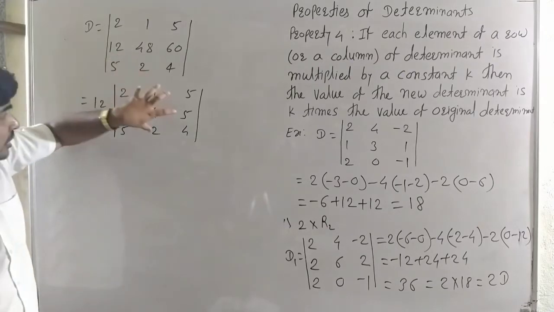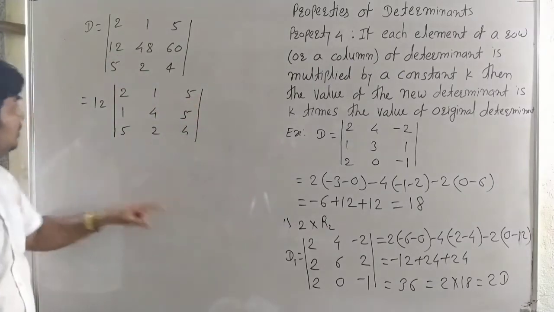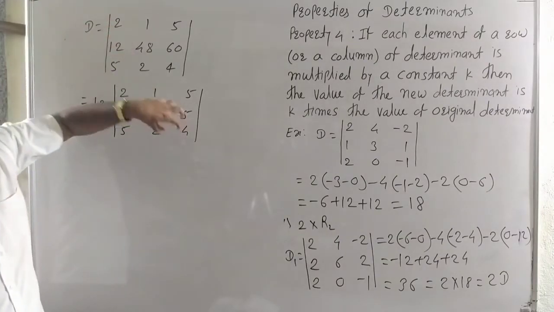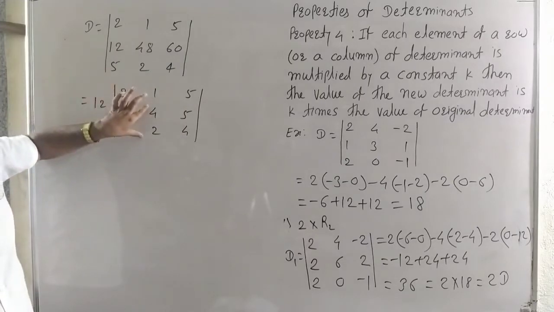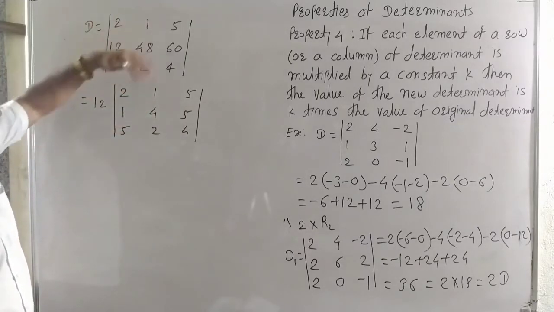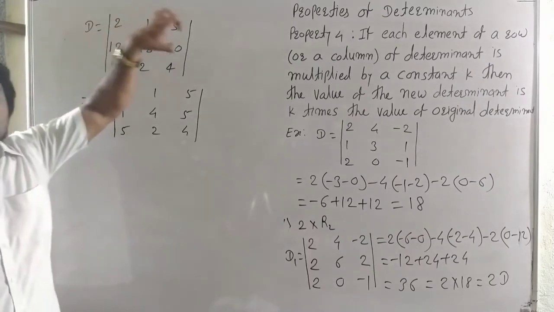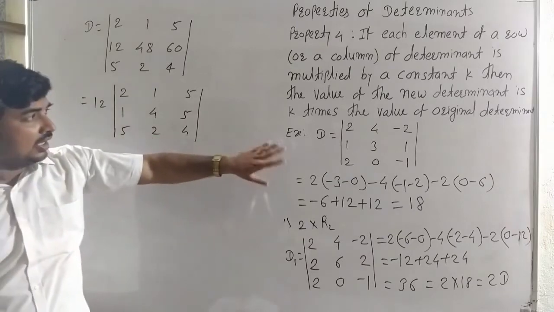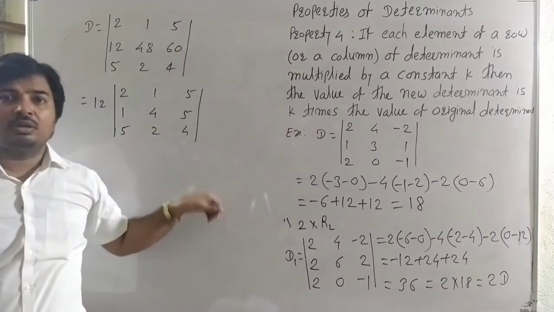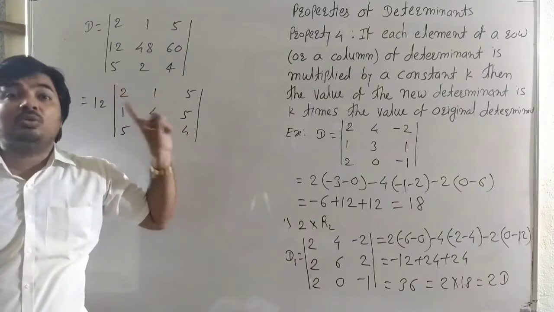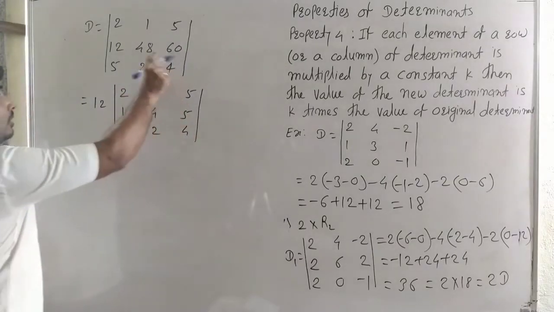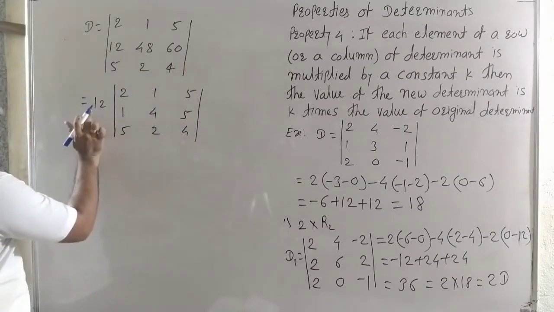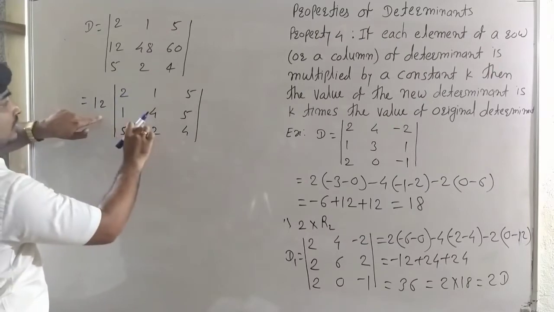Now suppose this is the original determinant, and we multiply the second row by 12, then the value of the new determinant is 12 times the original determinant. Here we can directly solve and find the value of the determinant, or we can find it by using this property. We can take a common element in any one row or any one column. Here we take common 12 in the second row, that means 12 times this determinant.